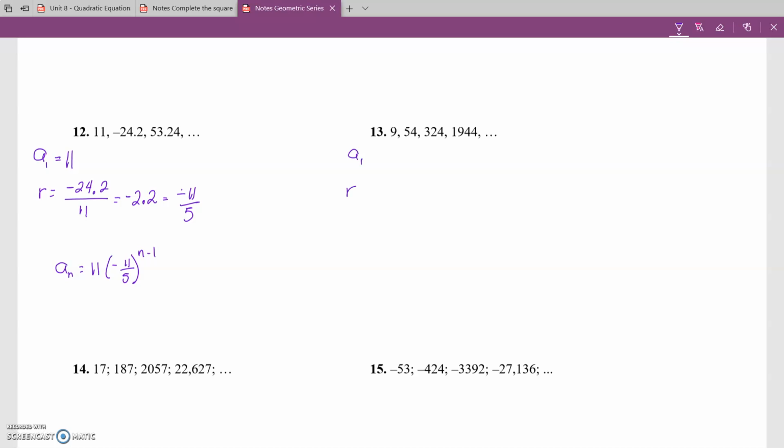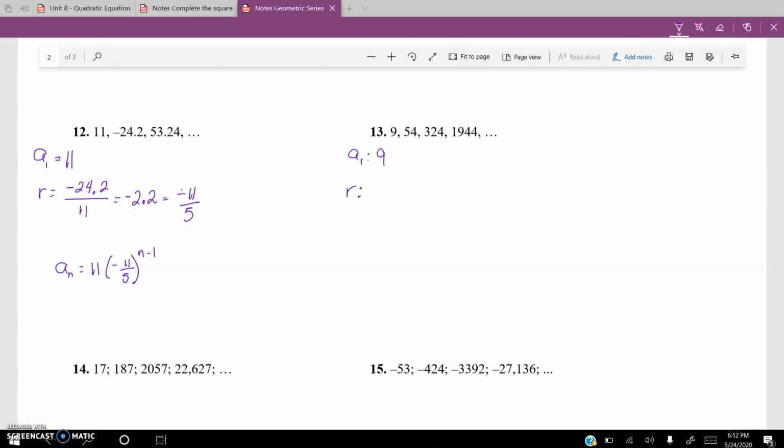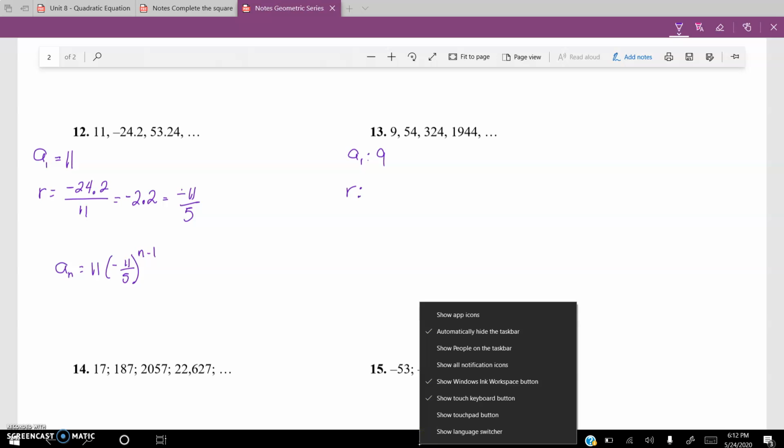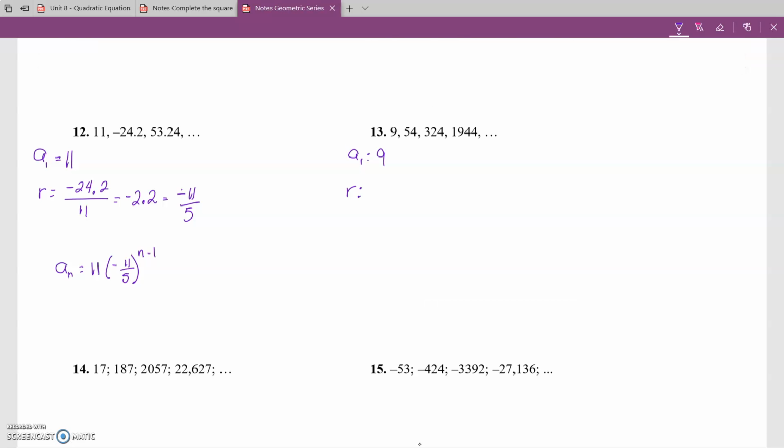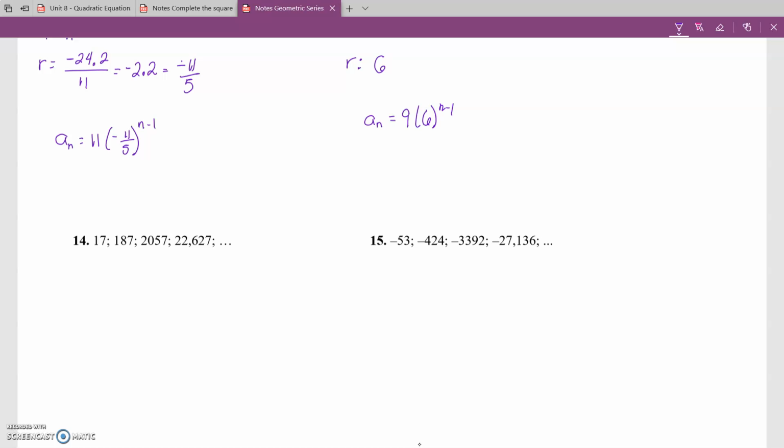A1 and R. The only two things I need to find. A1, well, I started at 9. R, 9 times what gets me to 54? 9 times 6. And then double check, is 54 times 6 324? Is 324 times 6 1,944? I think so. So an is equal to 9, 6 to the n minus 1. That's it. Those are our answers when we're asked for the equation.